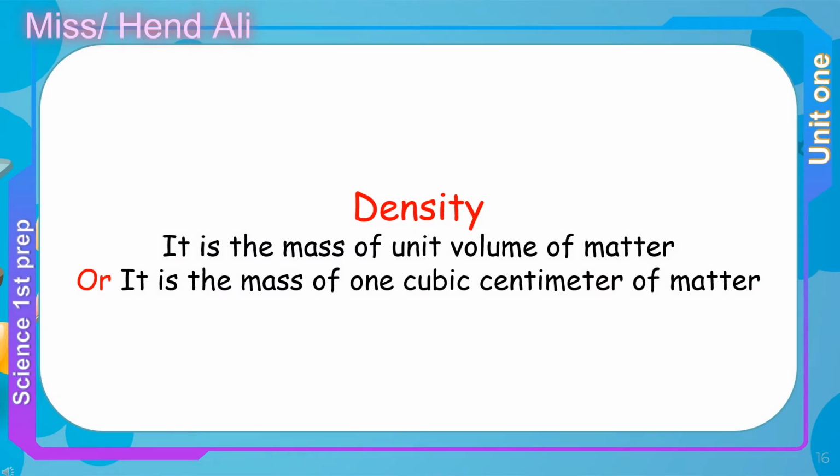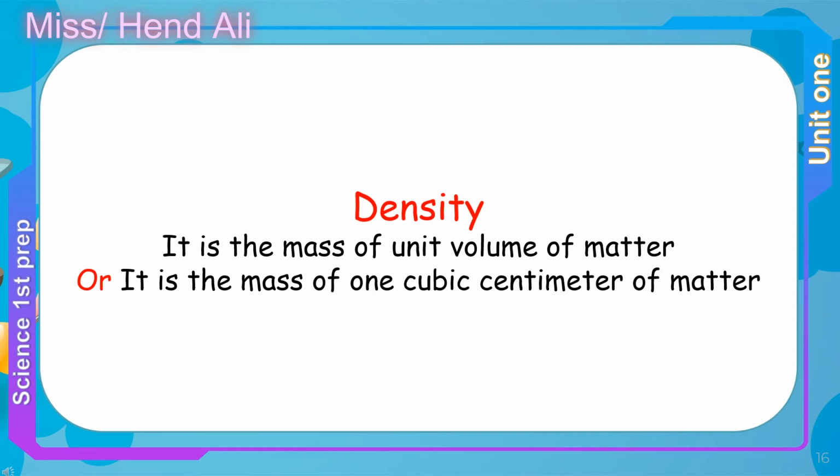Okay, what's the meaning of density? Density is the mass of a unit volume of a matter, or it is the mass of 1 cubic centimeter of a matter. So, if we think about the law of density, density equals mass over volume. Density is the mass of a unit volume of a matter, or the mass of 1 cubic centimeter of a matter.